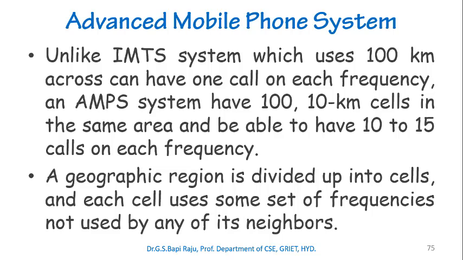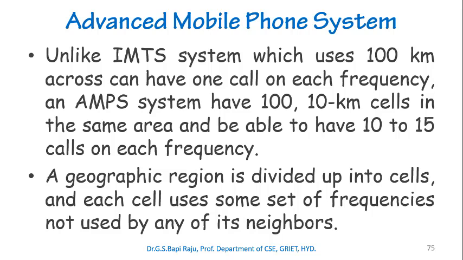Then came AMPS, Advanced Mobile Phone System. Unlike the IMTS system, which uses 100 kilometers across and can have one call on each frequency, an AMPS system has 10-kilometer cells in the same area and is able to have 10 to 15 calls on each frequency. The modification is that instead of covering 100 kilometers at a single time, they divide it into, let us say, 10 areas, and use 10 different transmitters. Every transmitter supports 10 to 15 calls. So this became a practically fair approach.